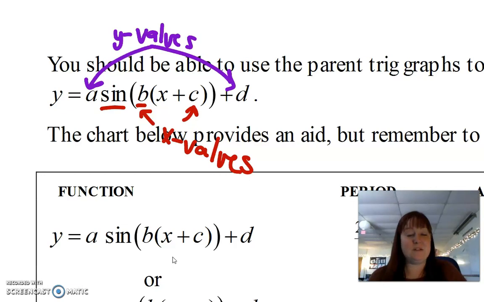Now b is going to affect x values again. So remember, x is a liar, so it looks like you're multiplying x values by that b value, but you don't. You actually divide all of your x values by that b value. And then your a is affecting y values, so it's going to multiply all your y values by that number. Okay, so that's kind of like the basic. If you can do a basic one, we can do basic transformations.